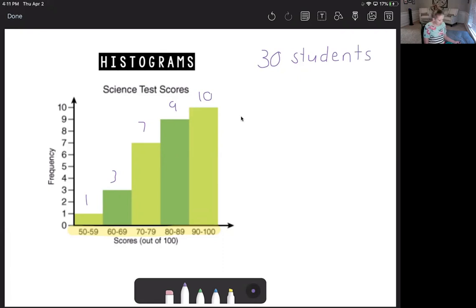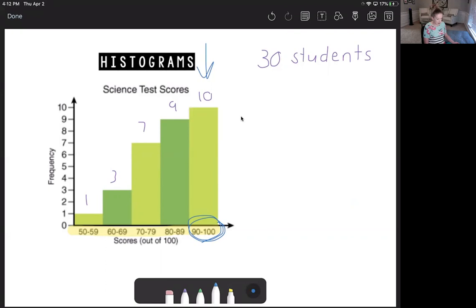Another thing that you'll need to know is the mode interval. We can't find the actual mode on a histogram, but we can find the mode interval. Remember, mode is the most. So most of the test scores were in the 90 to 100 range. That doesn't mean that the mode is 10. It means that the mode interval is 90 to 100. Remember that these things I highlighted are called intervals. So basically the interval with the tallest bar is your mode interval.